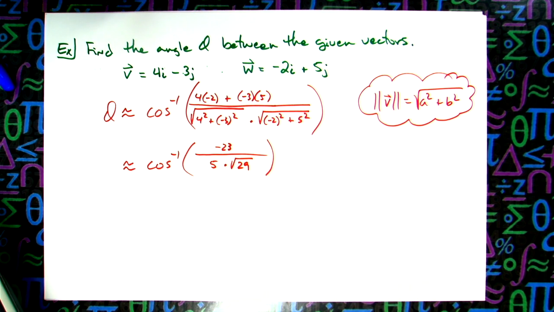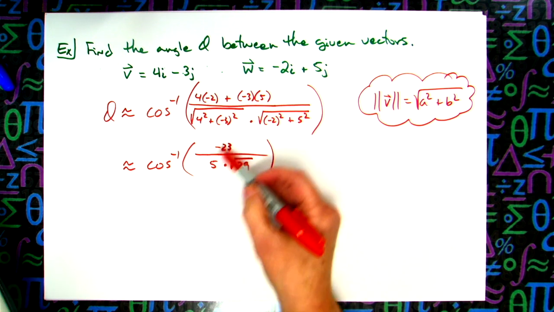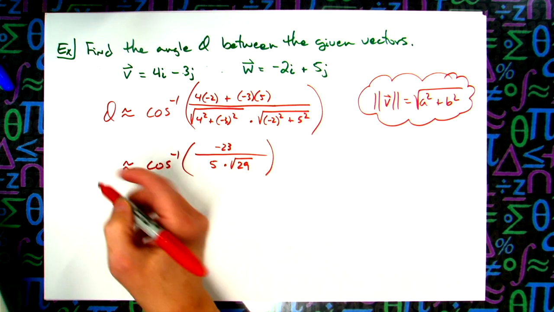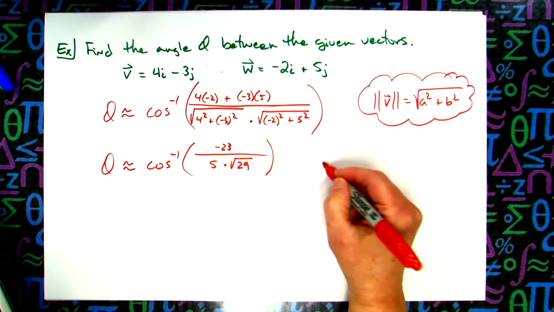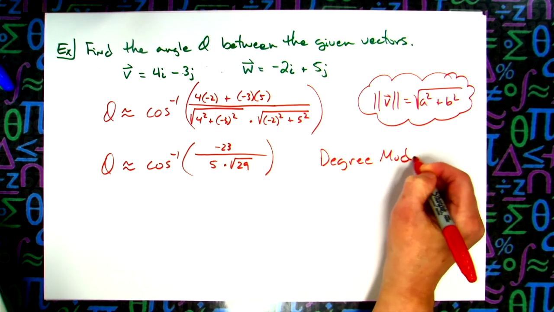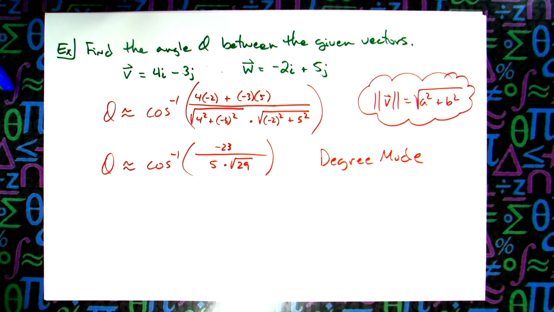We don't need to rationalize because this is just a number, and I'm going to put it in the calculator because I want to go back and get my theta. So I'm going to let the calculator do all the work. Make sure your calculator's in degree mode. Okay, so inverse cosine, negative 23, 5 square root 29. And then who knows, because I made this up. Let's hope it works.